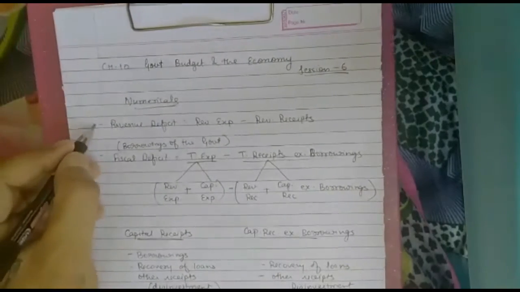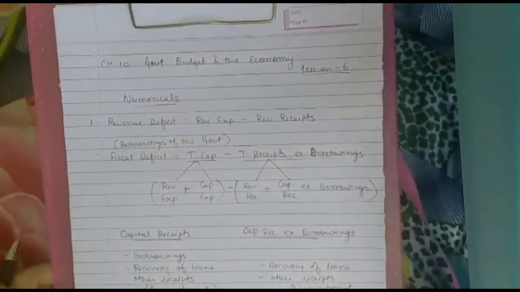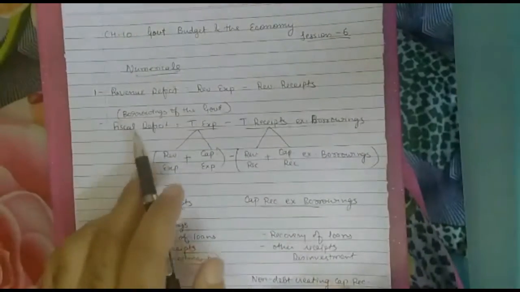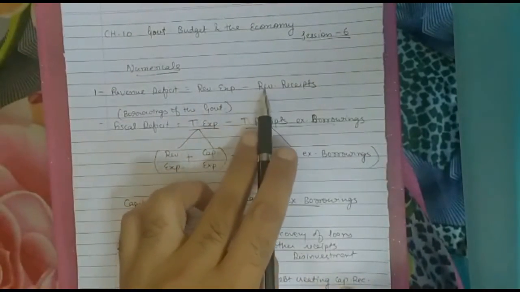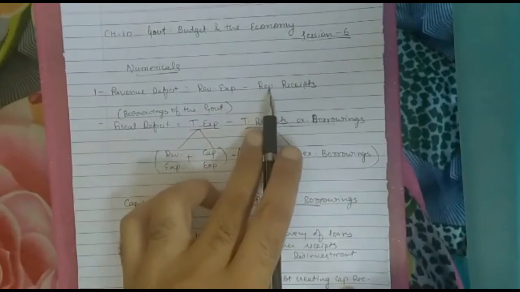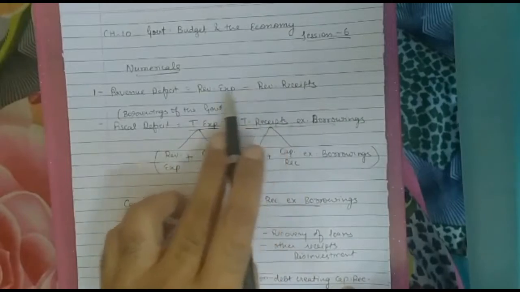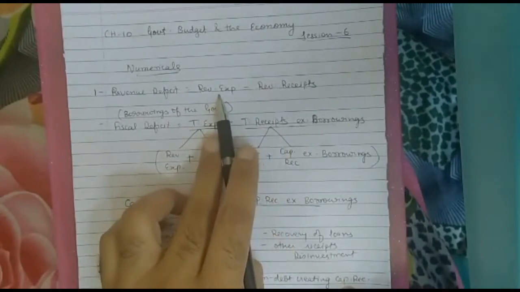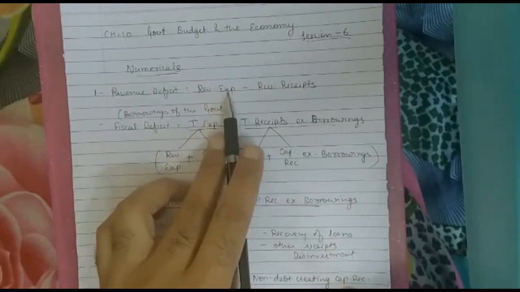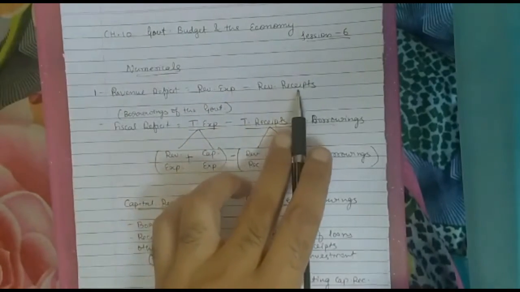Number 1, that is revenue deficit. Now, revenue deficit is the difference between revenue expenditure and revenue receipts. Both the revenue expenditure and revenue receipts do not affect the assets and liabilities of the government. So the first formula is revenue deficit is equal to revenue expenditure minus revenue receipts.